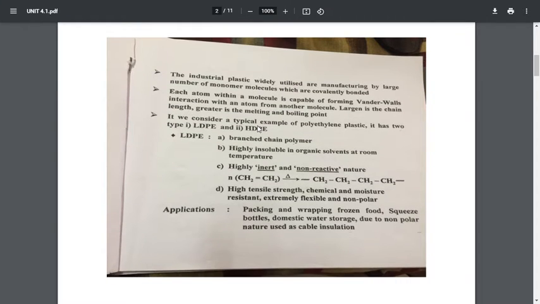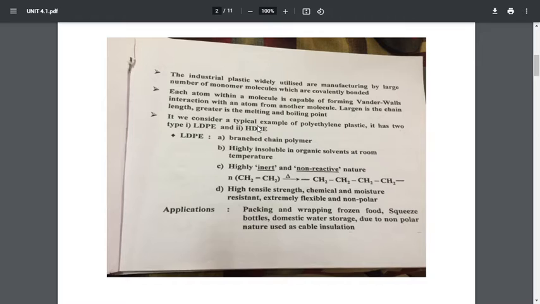Now, the industrial plastics widely utilized are manufactured from a large number of monomer molecules, which are covalently bonded. Each atom within a molecule is capable of forming van der Waals interaction with an atom from another molecule. The larger the chain length, the greater the melting and the boiling point. This we all know. If we consider a typical example of polyethylene plastic, it has two types, LDPE and HDPE.